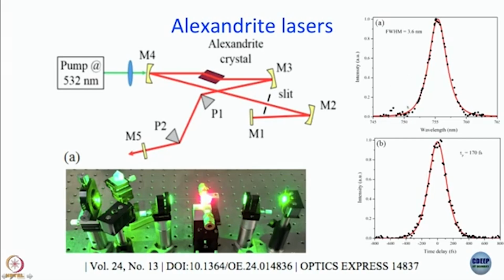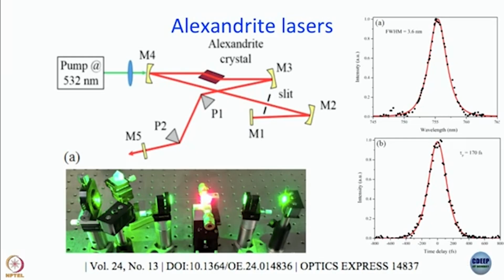Now, what do you get? This is the spectrum of the pulse. What is the full width at maximum? 3.6 nanometer, actually very narrow. It is sort of like our diode lasers. And full width at maximum of the pulse, well, how much is it? 170 femtosecond. And that is the best one can do using an alexandrite laser.